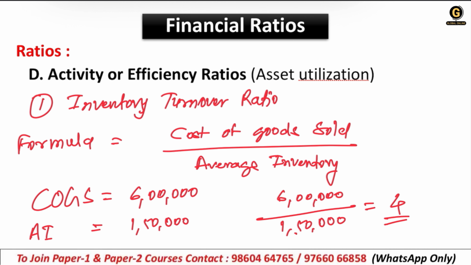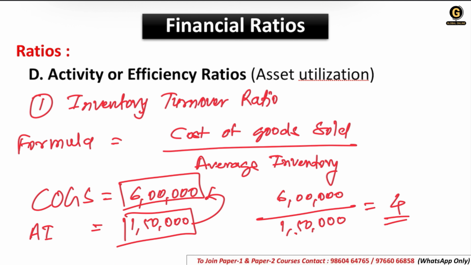So what is this for? That is, the inventory is sold and replaced 4 times a year. So we had 1,50,000 rupees of average inventory. We used that inventory and produced the final goods. Then we sold that, and whatever income we generated through the sale of goods, we can assume this is 6 lakh rupees. So 6 lakh is 4 times of 1,50,000. That means the inventory is sold and replaced 4 times a year.